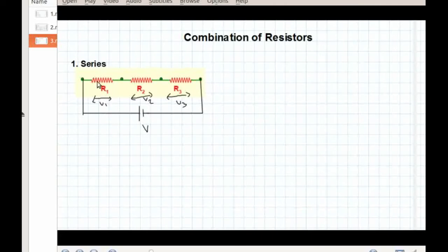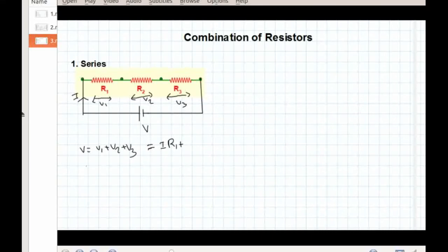So across R1 the voltage is V1, then it is V2 for R2 and V3 for R3. Then what is the total potential? Total potential V is equal to V1 plus V2 plus V3. Then we have Ohm's law. According to Ohm's law, V is equal to I into R. That is the mathematical statement of Ohm's law, where I is the current and R is the resistance.